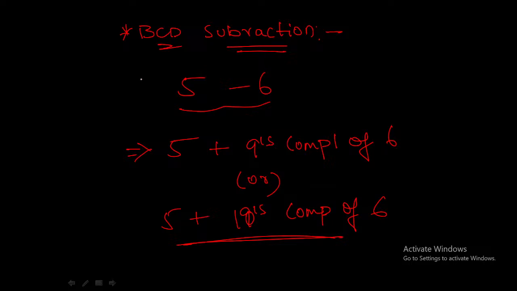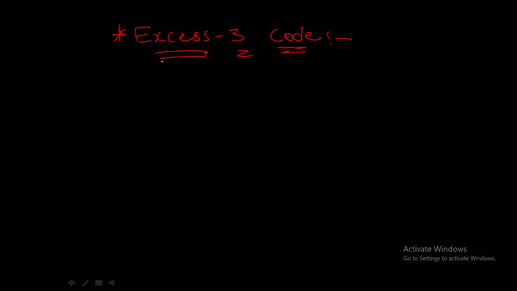Now the next type of code we have is XS3 code. What is this XS3 code? Any idea? Basically, the XS3 code of a given decimal number is determined by adding 3 to each decimal digit in the given number and then replacing each digit of the newly found decimal number by its 4-bit binary equivalent.